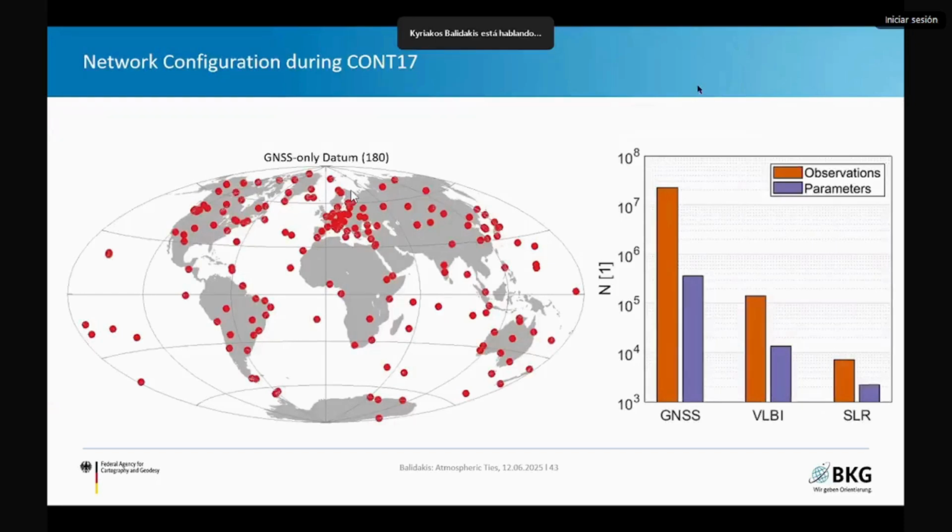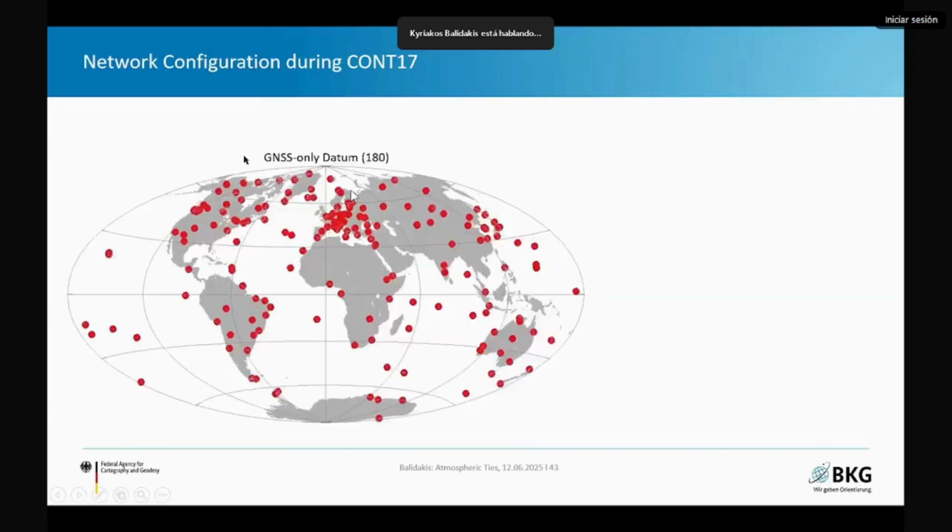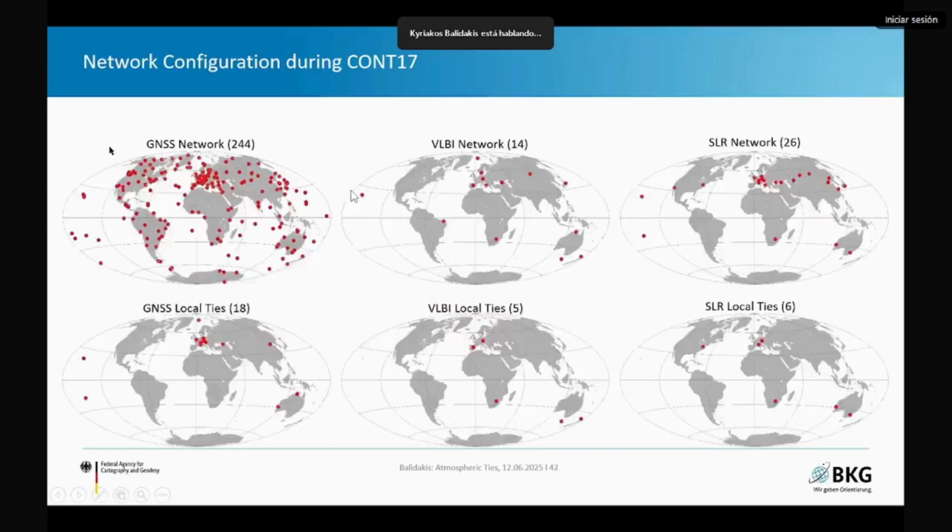Okay. So we did a study a couple of years ago. And in this study, we wanted to combine GNSS, VLBI, and SLR data. So the networks are very different. For GNSS, we have almost 250 stations globally distributed. For VLBI, we had fewer than 20, and for SLR, we had fewer than 30 points on the planet. This is for a 2-week period.